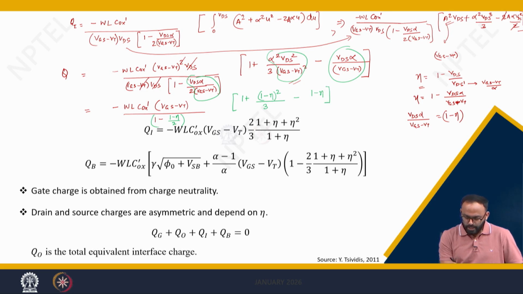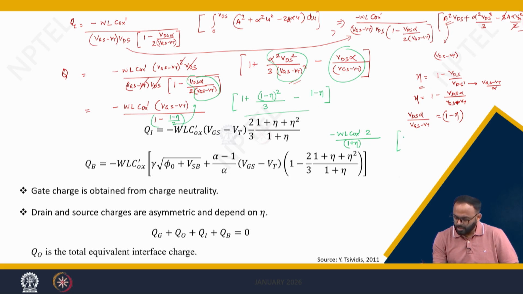When you solve for this, this will give you 2 minus and minus plus into eta. So ultimately this 2 will go in the numerator, and you will end up with minus W into L into Cox dash, 2 will go in numerator, then this is 2 minus of 1 minus and minus plus, so it is 1 plus eta, and here you will get 3 plus 1 plus eta square minus 2 eta minus 3, minus and minus plus 3 eta divided by 3.